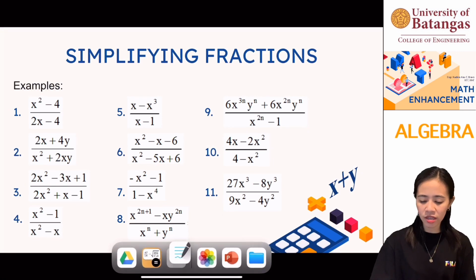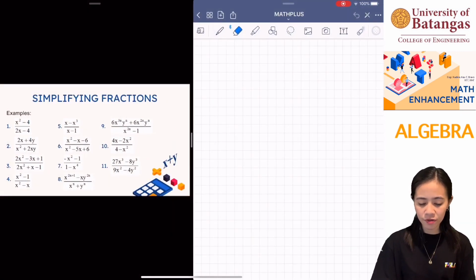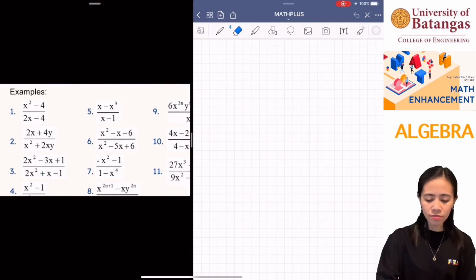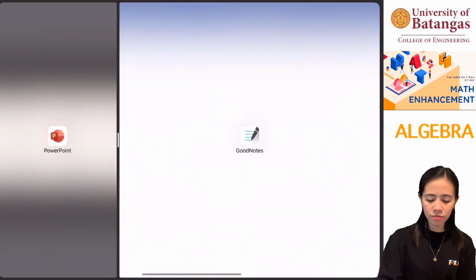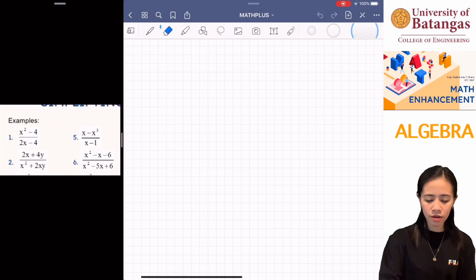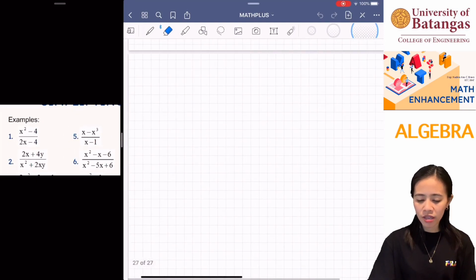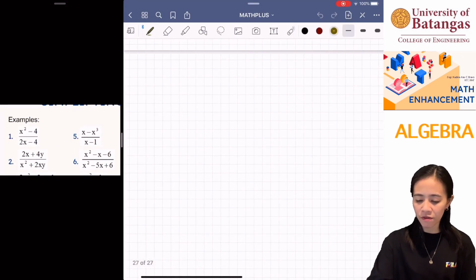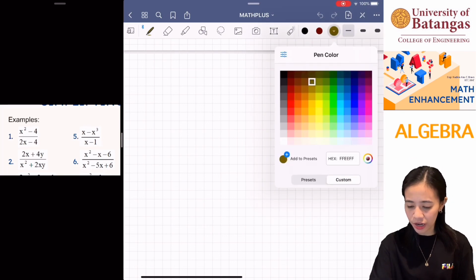So let's get our notes again. Okay? So let me write in these notes, simplifying fractions. So let me change my colors lang.